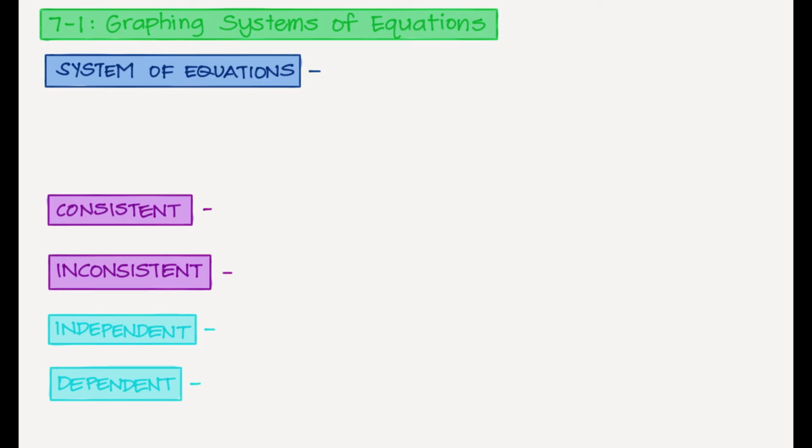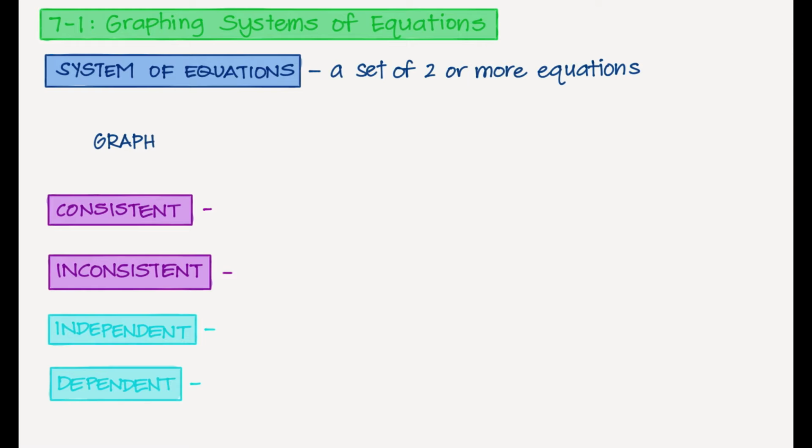Hello class, this is lesson 7-1 about graphing systems of equations. And what we're talking about is a set of two or more equations, and that makes a system. And so when you graph these equations, there could be different scenarios that you might find.